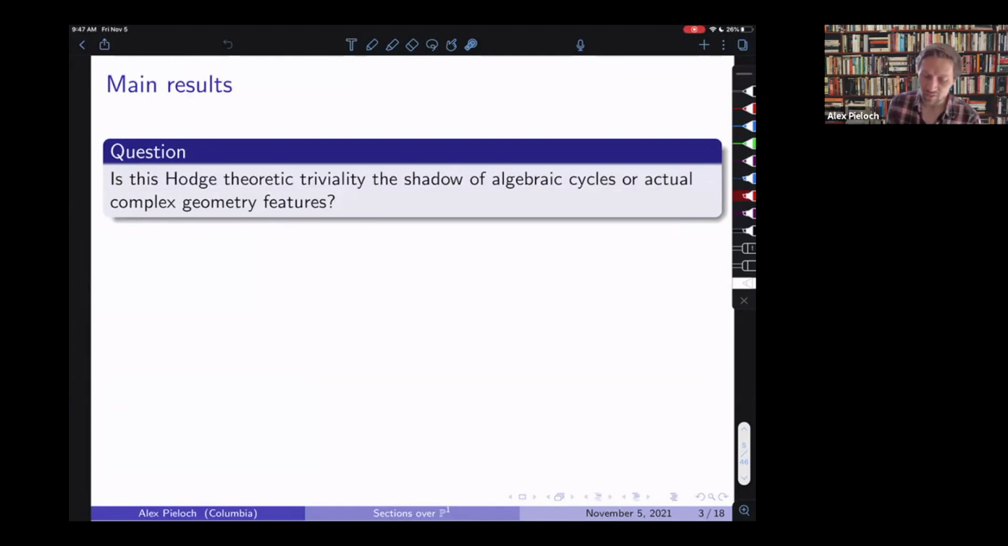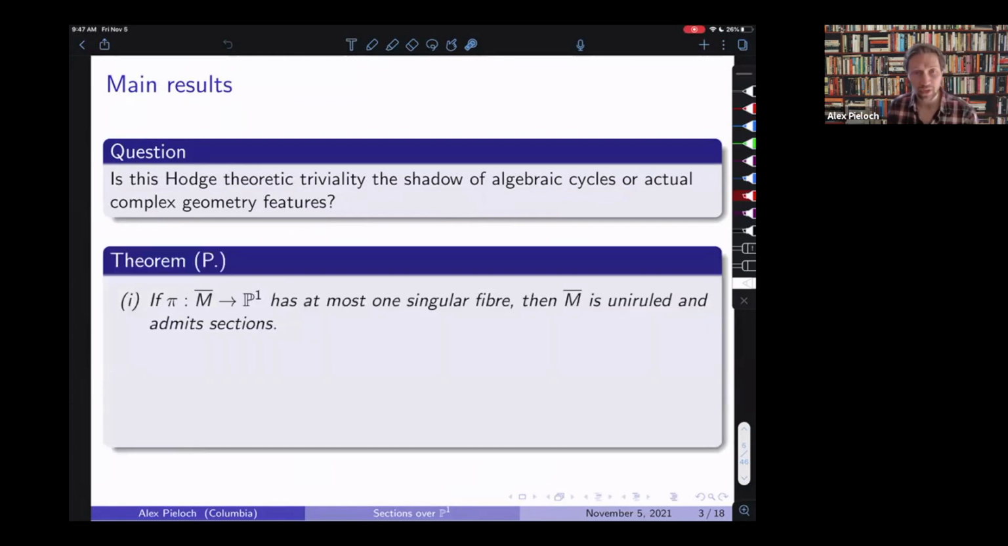And so whenever you see some type of Hodge theoretic feature or triviality, the obvious question that always arises is whether or not it's the shadow of some type of algebraic cycles or geometric features inside of the space that you're dealing with, right? So you want to upgrade statements about algebraic structures to honest-to-God geometric structures. And so the result that I want to talk about goes in way of answering this.